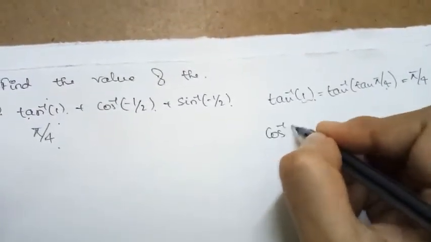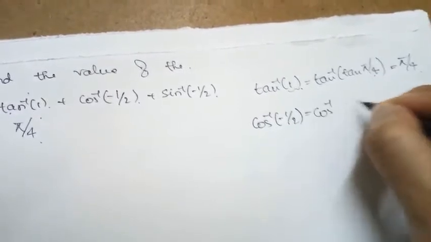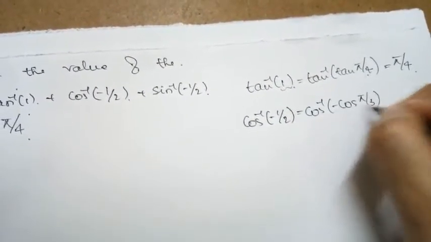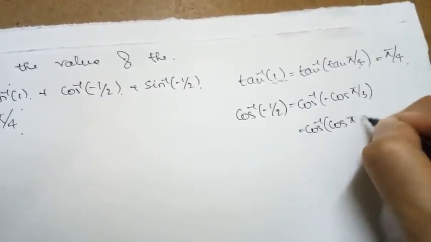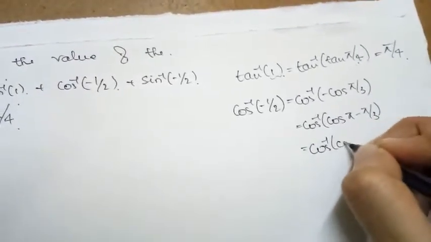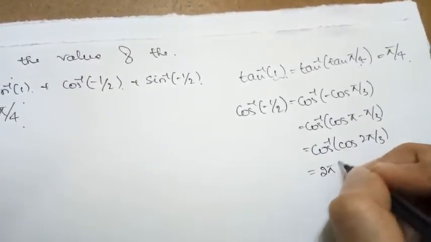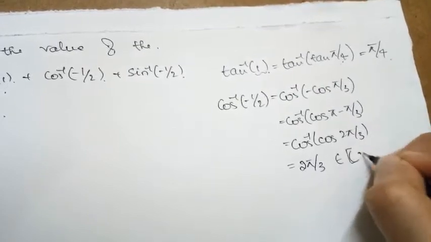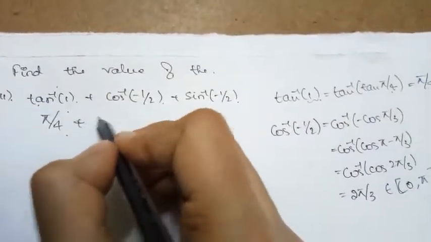Next is cos inverse of minus 1 by 2. So it is cos inverse of minus cos pi by 3. I can write minus cos pi by 3 as cos of pi minus pi by 3, so cos inverse of cos 2 pi by 3, which is equal to 2 pi by 3, where 2 pi by 3 belongs to our principal value branch, that is 0 to pi. So cos inverse of minus 1 by 2 is 2 pi by 3.